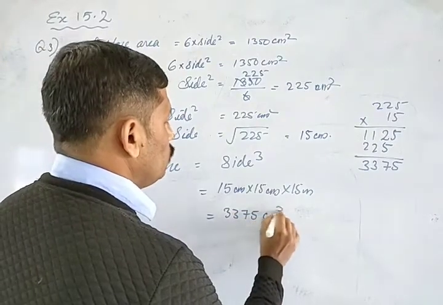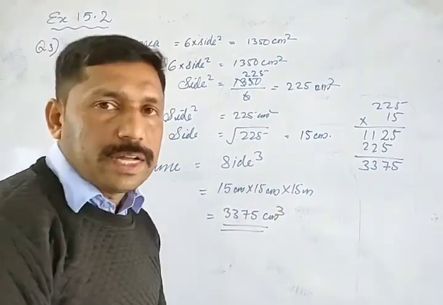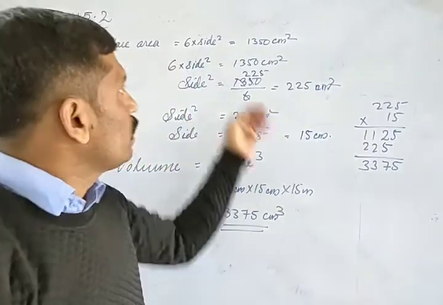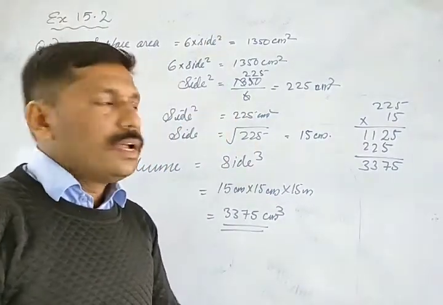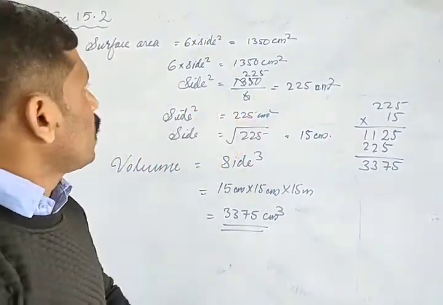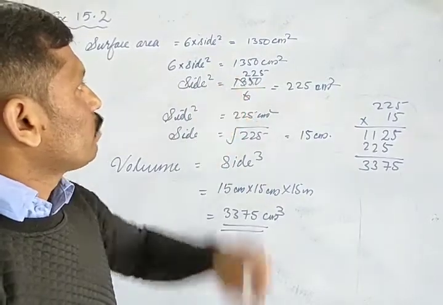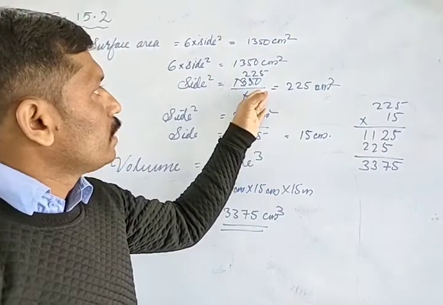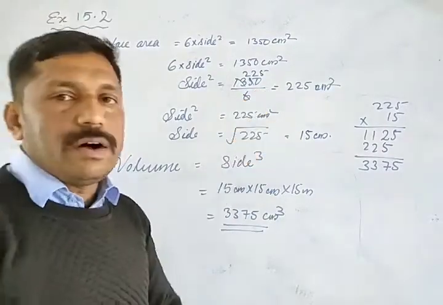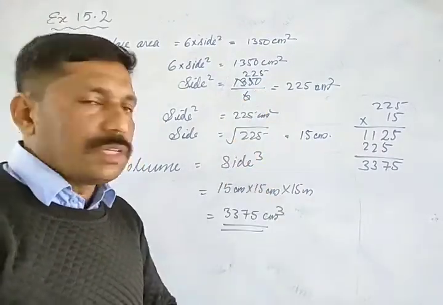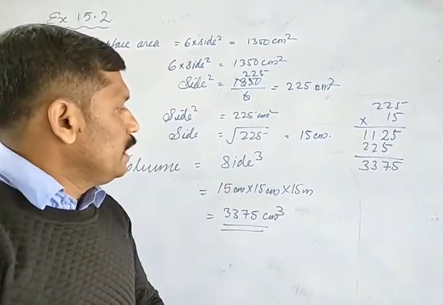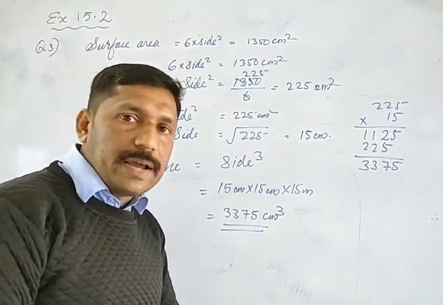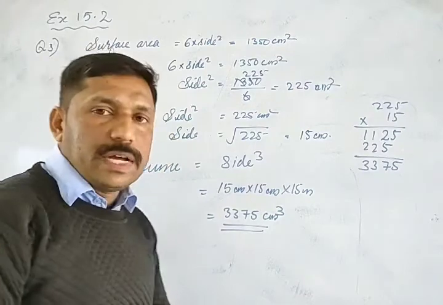3375 centimeter cube is the volume of that cylinder. So we have given the surface area of the cube, and then we find out the side of that cube. Then after finding out the side of the cube, we multiply it 3 times to get the volume of that cube.